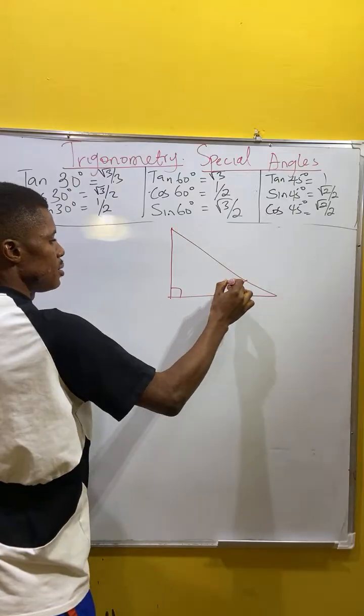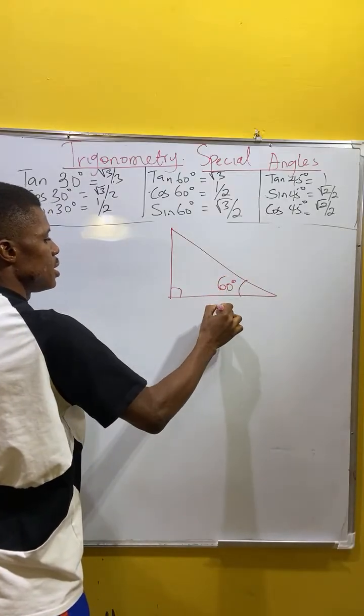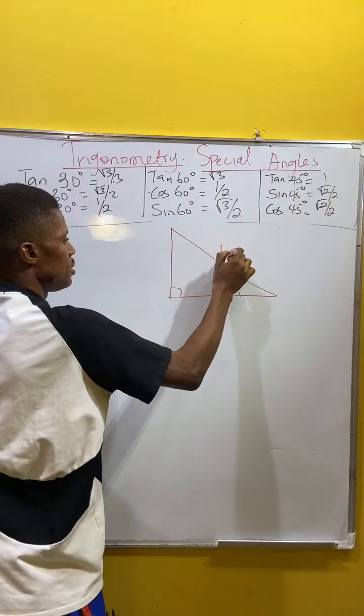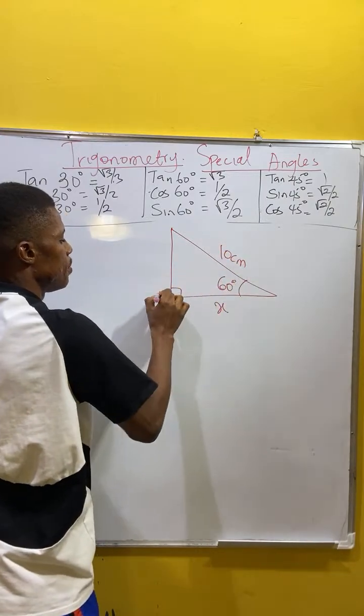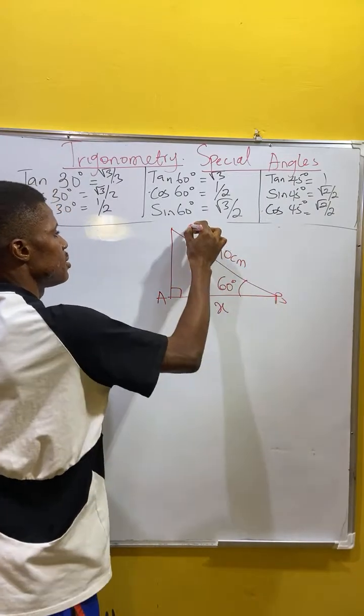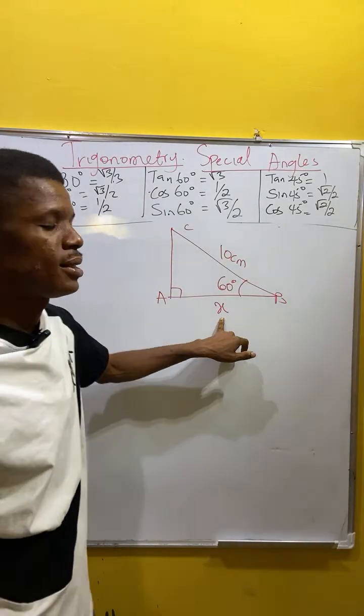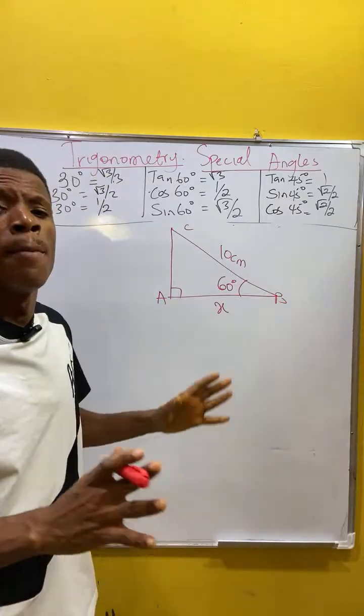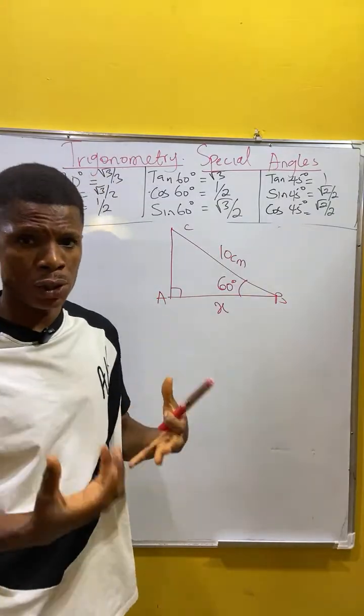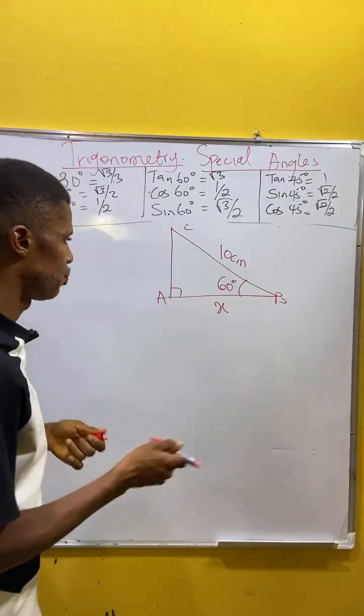Here is 60 degrees, here is x, and here is 10 cm. This is A, this is B, this is C. Here I'm trying to find the missing side, x. Before you do that, look at your trigonometrical ratios.